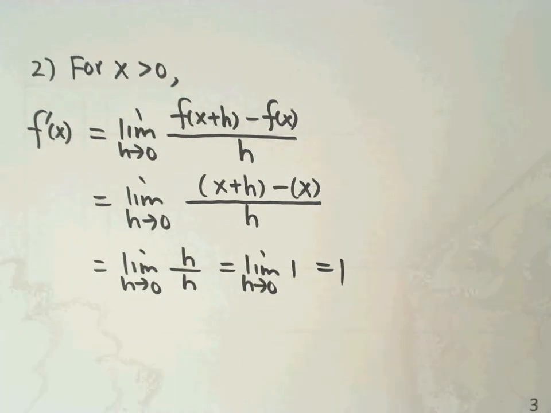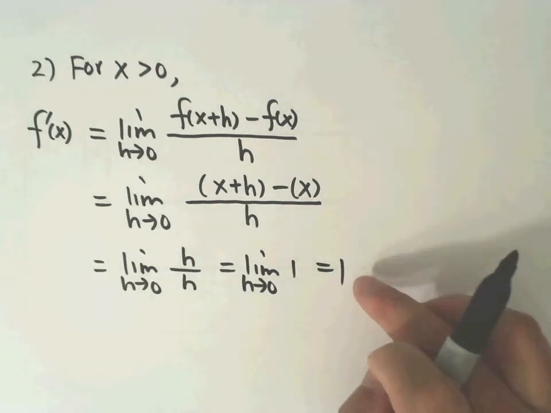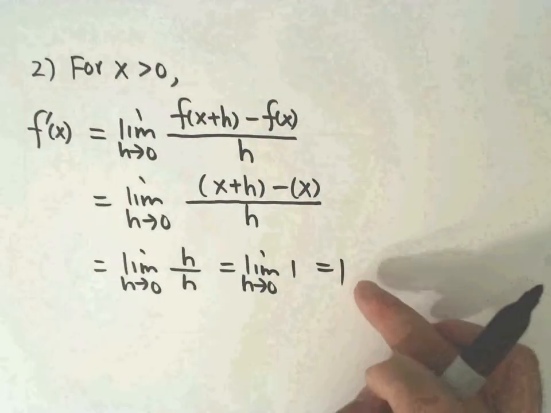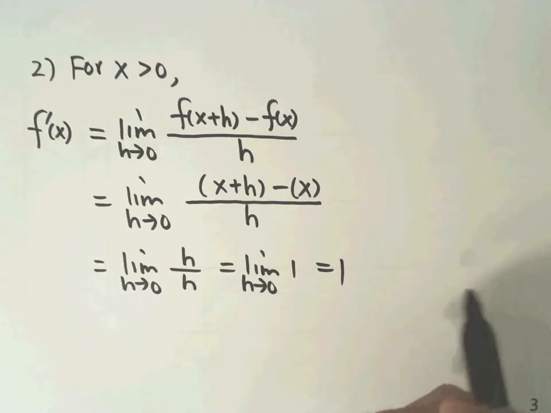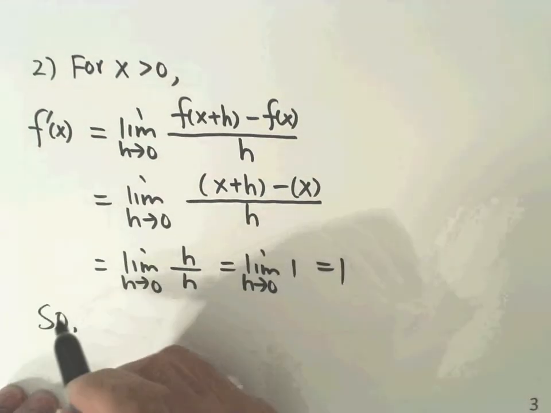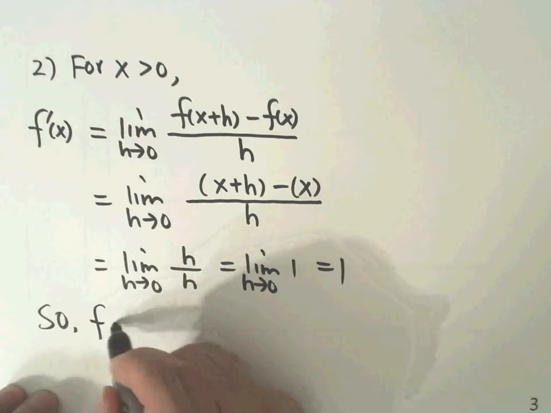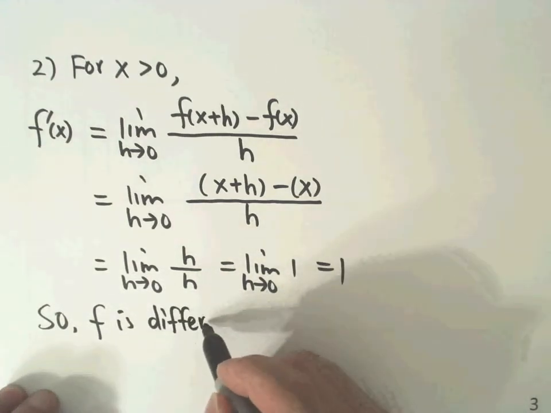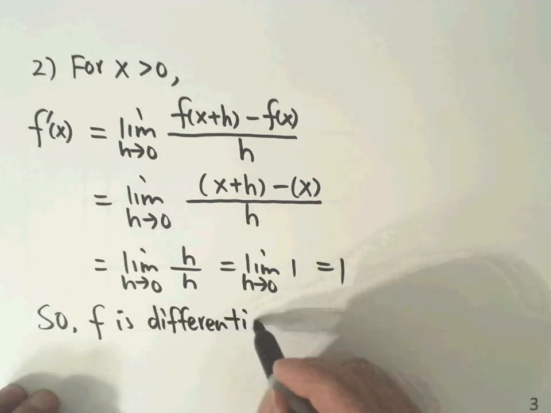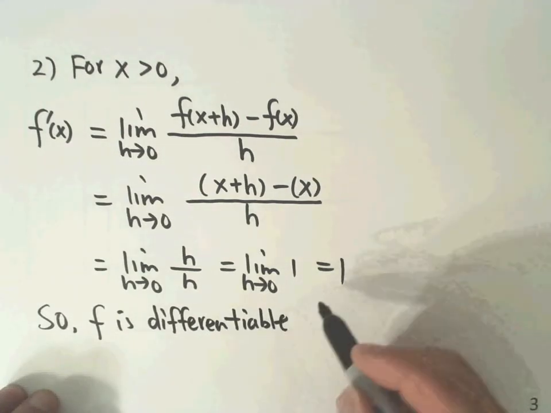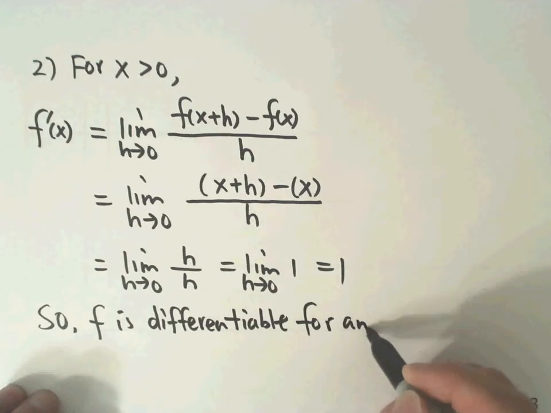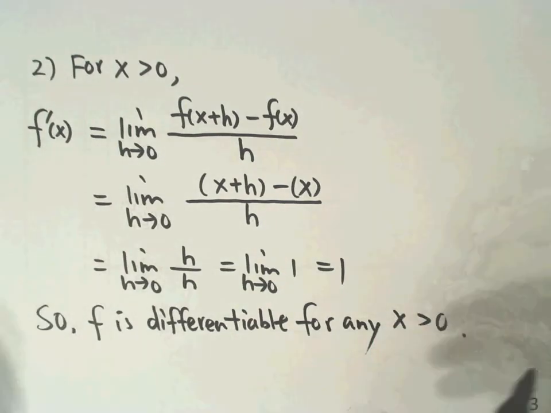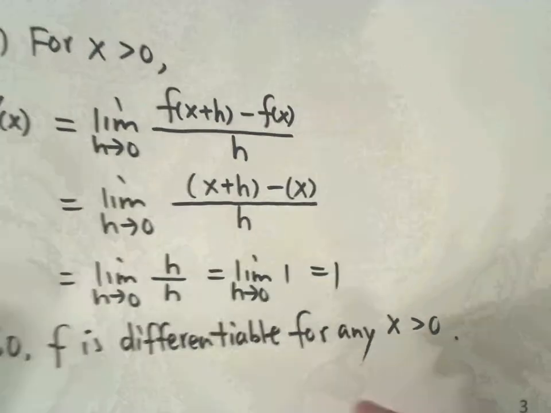Okay, and which means what? This means for any x greater than 0 the derivative exists, therefore f is differentiable, right? So we can make this conclusion: f is differentiable for any x greater than 0. See, this is the second part. Now what we have is the last part.